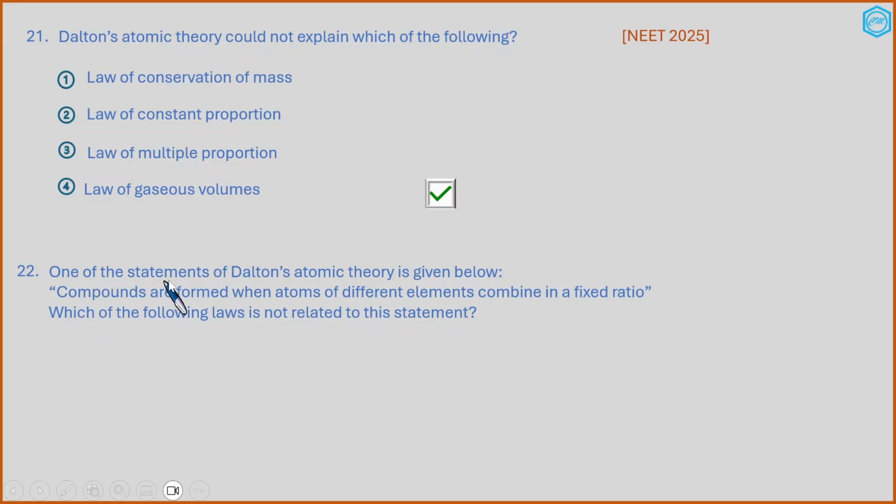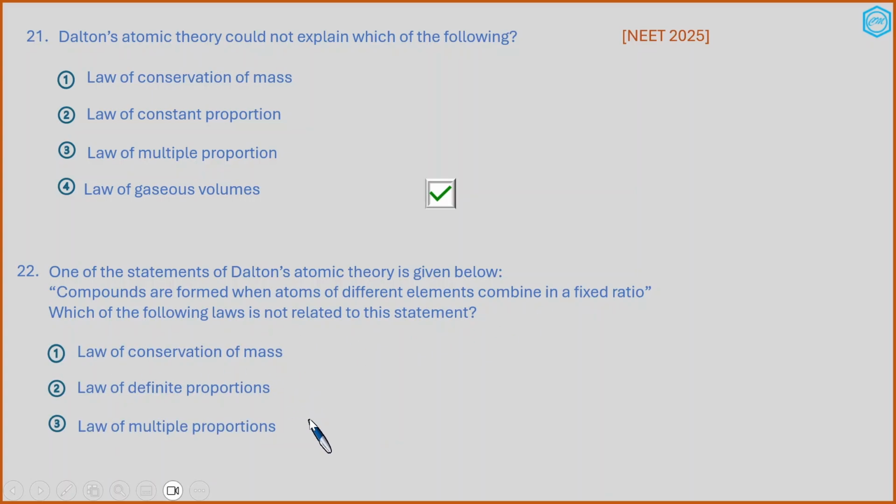Question 22. One of the statements of Dalton's atomic theory is given below: compounds are formed when atoms of different elements combine in a fixed ratio. Which of the following laws is not related to this statement? Law of conservation of mass, law of definite proportion, law of multiple proportion, Avogadro's law. Only Avogadro's law, in which gases combine in a simple ratio, is not consistent with this statement. So the answer is Avogadro's law.